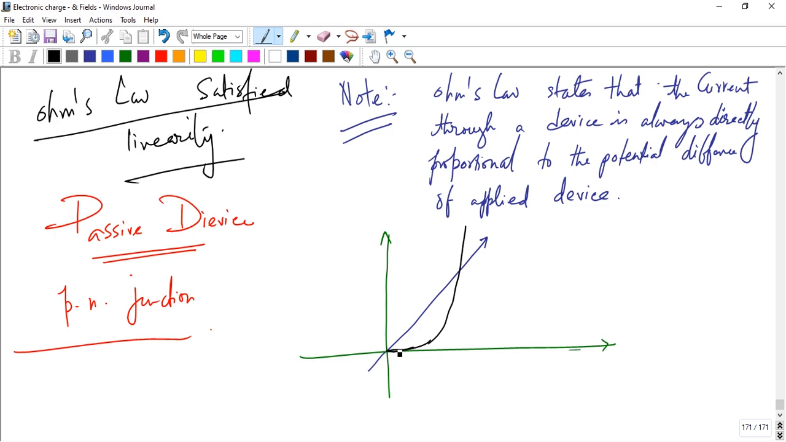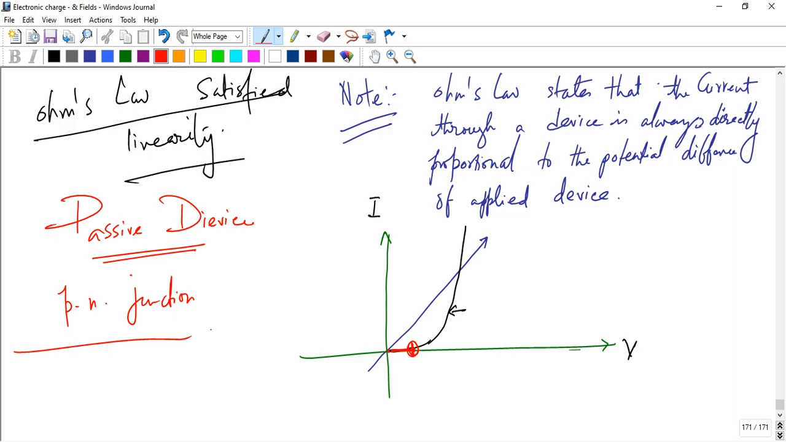Okay, that's a semiconductor device. The black color represents the PN junction, and that is I and that is V. Here you see that diagram. The blue line represents the linearity, but the black line represents the non-linearity. Choose that point where the voltage changes, the potential difference changes, but there is no current. So here the BC voltage changes, but there is no current.